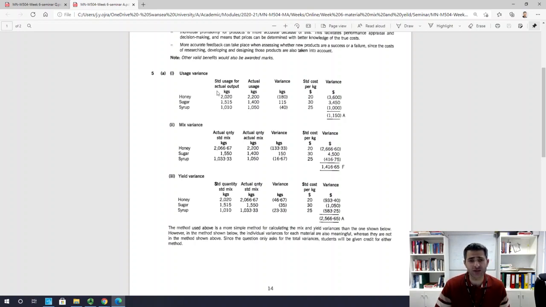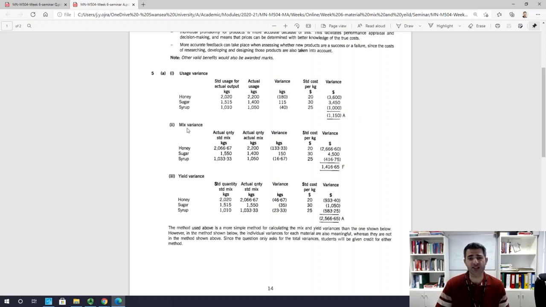For the sugar and the syrup, you're doing the same thing, absolutely. If you manage to add them all together, so this is favorable, adverse, adverse, the total is 1,150 adverse. This is the material usage variance, and this material usage variance is broken down into material mix and material yield, so mix variance and yield variance.